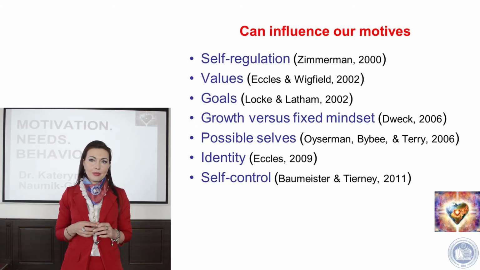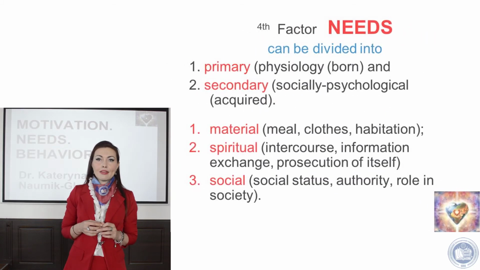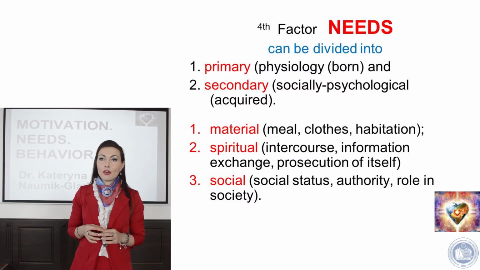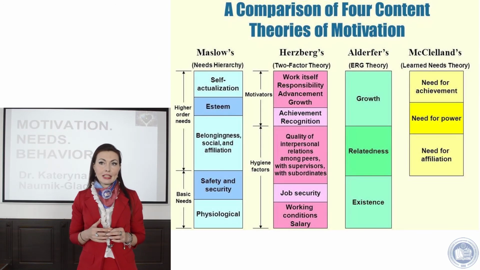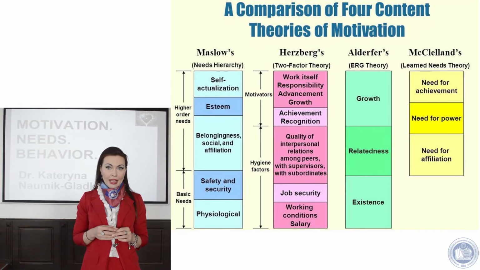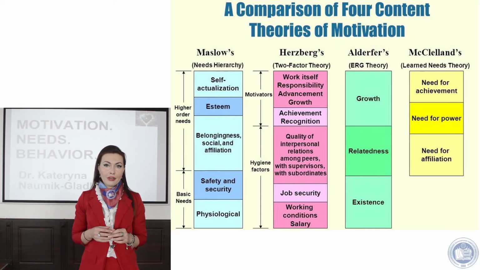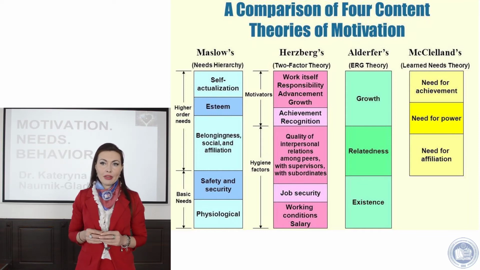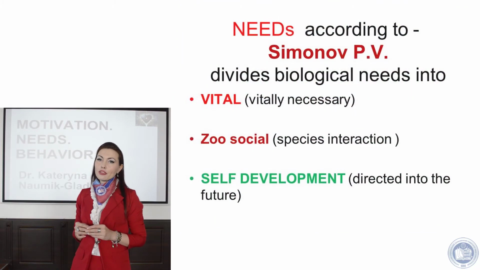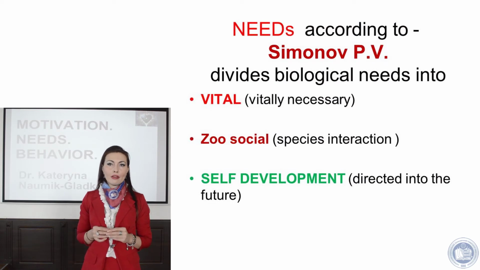Possible selves, identity, self-control. There is a group of theories, Maslow's theory of the hierarchy of needs, Alderfer's ERG theory, McClelland's achievement motivation theory, and Herzberg's two-factor theory, focused on what motivates people and addressed specific factors like individual needs and goals. I would like to make you acquainted with the Theory of Needs by Simonov.